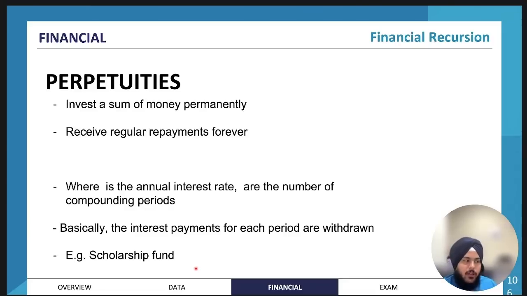This is really good because this means that you don't need to get new money to give to scholarship students. What that means is you just require a really big sum of money invested initially, and then the students are going to benefit from it indefinitely. So that's the benefit of perpetuities.